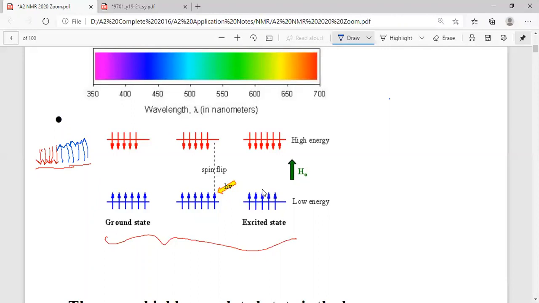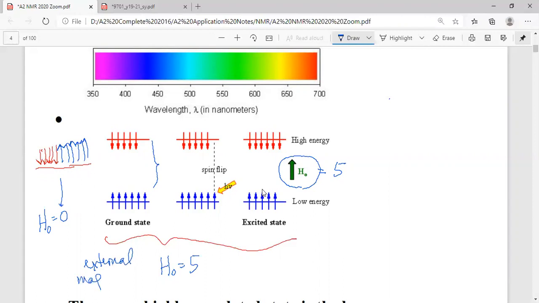Now at this point here, energy H0 or B0 is equal to 0. They all have the same energy level, right? Now when I put a fixed magnetic field onto this atom here, let's say 5, you split this into all this here. Now that means this energy, after putting the external field, equals 5. This is an external magnetic field. Okay, so the states are all here.